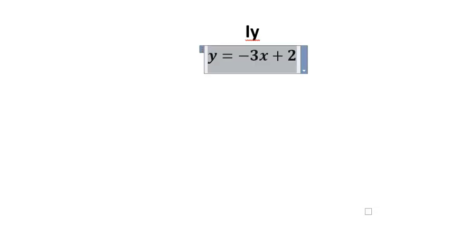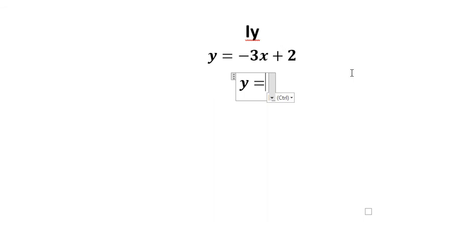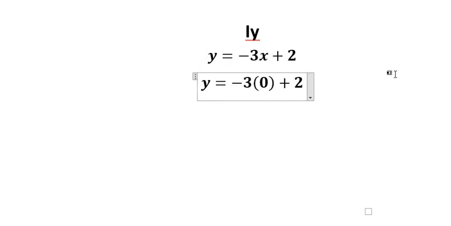Now let's go with the y-intercept. So for the y-intercept, again, you're going to need the formula. But this is the y-intercept, it's not the x-intercept. Okay. So for the y-intercept, you're going to turn the letter x into 0. So instead of x, I'm going to put 0, okay? Instead of minus 3x, I'm going to put minus 3 times 0, okay? Plus 2. Our goal in here is finding y.